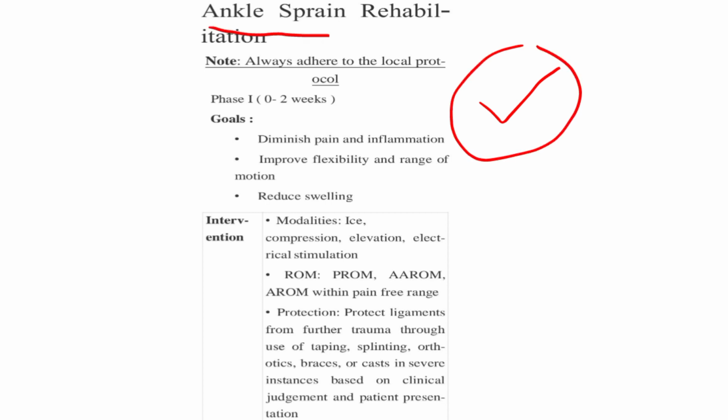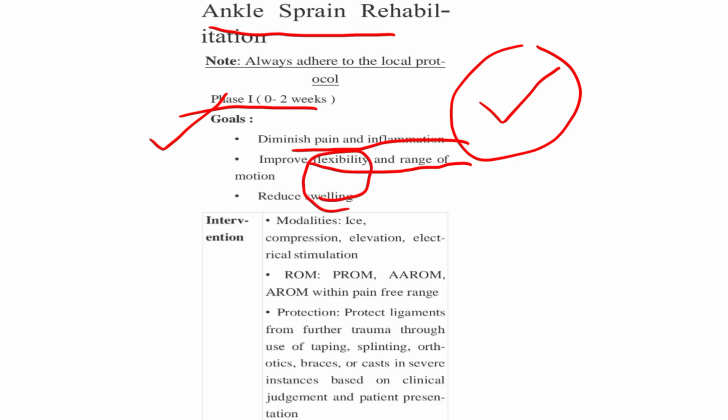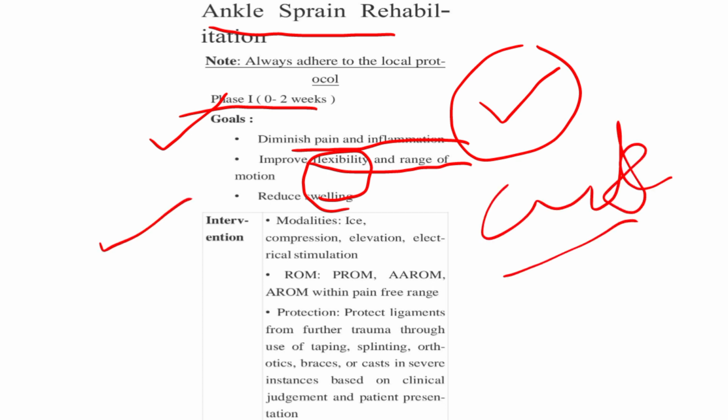In the rehabilitation of ankle sprain, there are a few phases. Phase 1 is 0 to 2 weeks. The goal in this phase is to decrease pain and inflammation, improve flexibility and range of motion, and also reduce swelling of the ankle. The intervention in the acute phase is the icing, compression, elevation, RICE protocol, and electrical stimulation.